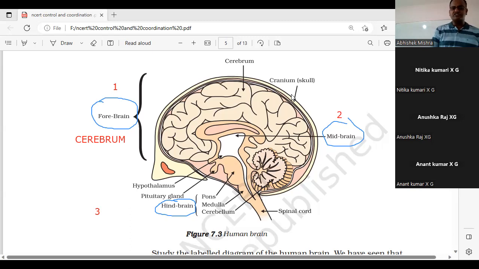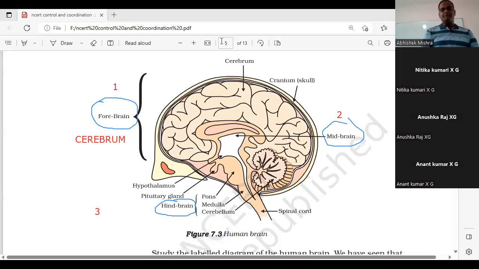So is it clear to you what is the function of the midbrain? The midbrain controls the movement of the head, neck, and trunk in response to the auditory and the visual stimuli. Is it clear to you all? The function of the midbrain? Okay, fine. Yes, I got the reply.